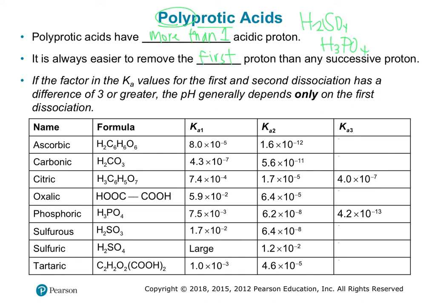Every proton is going to actually have its own Ka values. So you'll see the first Ka is always generally quite a bit larger than the next proton to come off, usually by a factor of 3 or greater. So our pH is generally only depending on our first dissociation, because the second hydrogen to come off gives off such a small amount that it really doesn't even impact the pH.